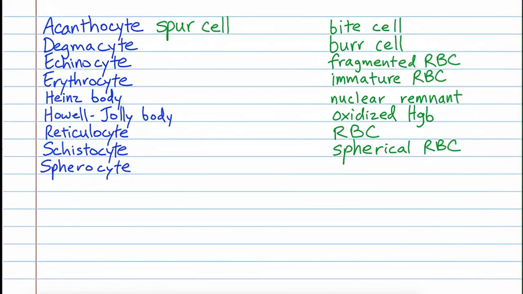Now the next one is degmacyte, and I'm kind of sneaking this one in because a degmacyte is another name for a bite cell.